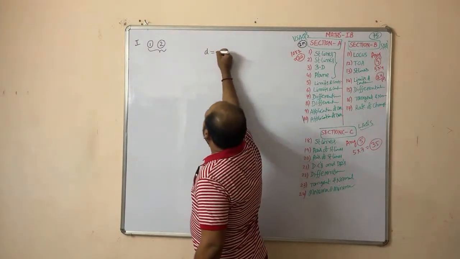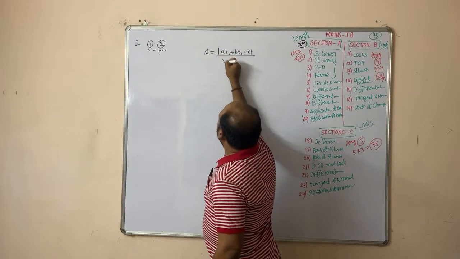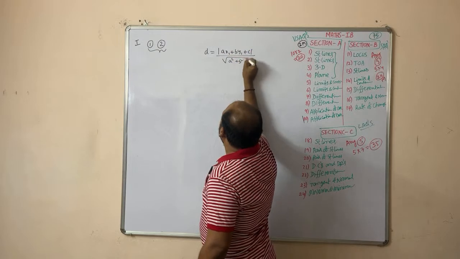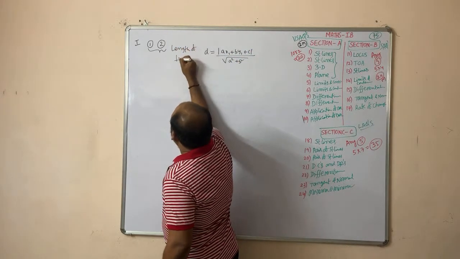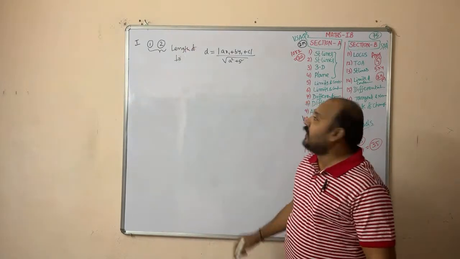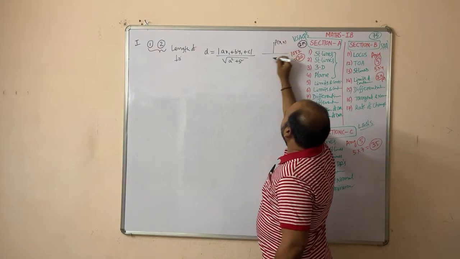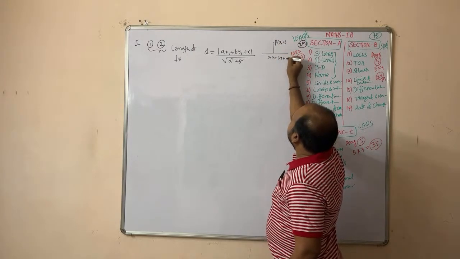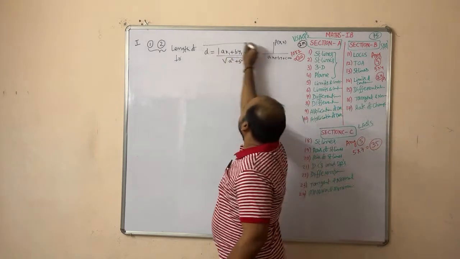Length of perpendicular, mod d is equal to mod ax1 plus by1 plus c by root over a square plus b square. Length of perpendicular drawn from the point P. So the figure will come like this, dear students: P of x comma y to the line ax plus by plus c. They will ask the perpendicular distance formula.